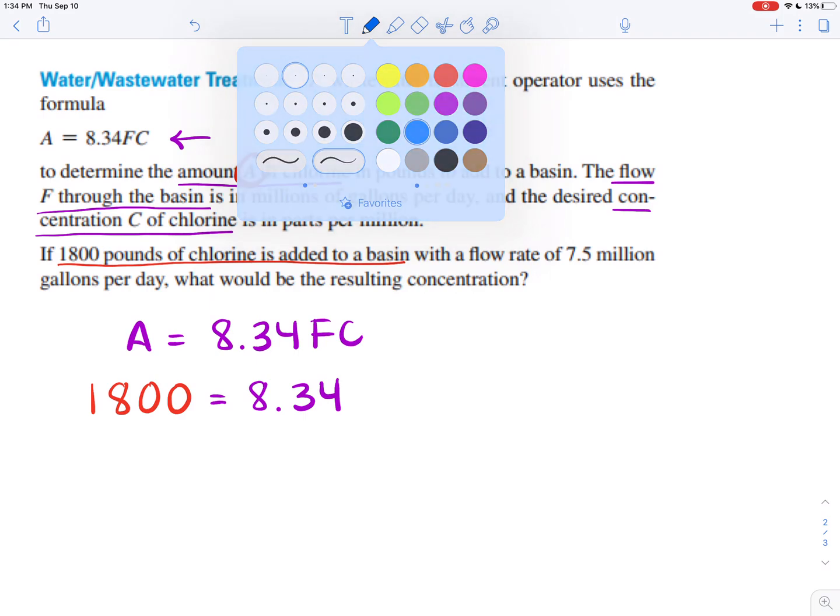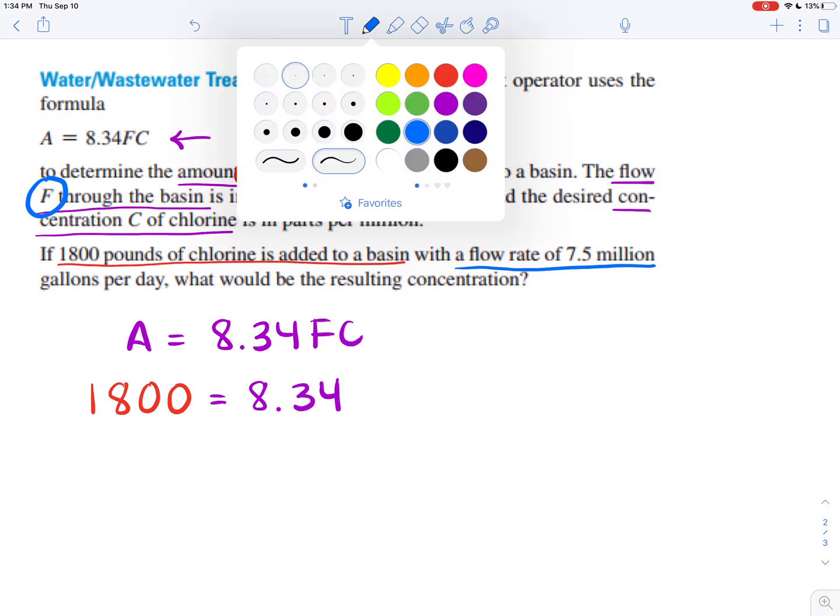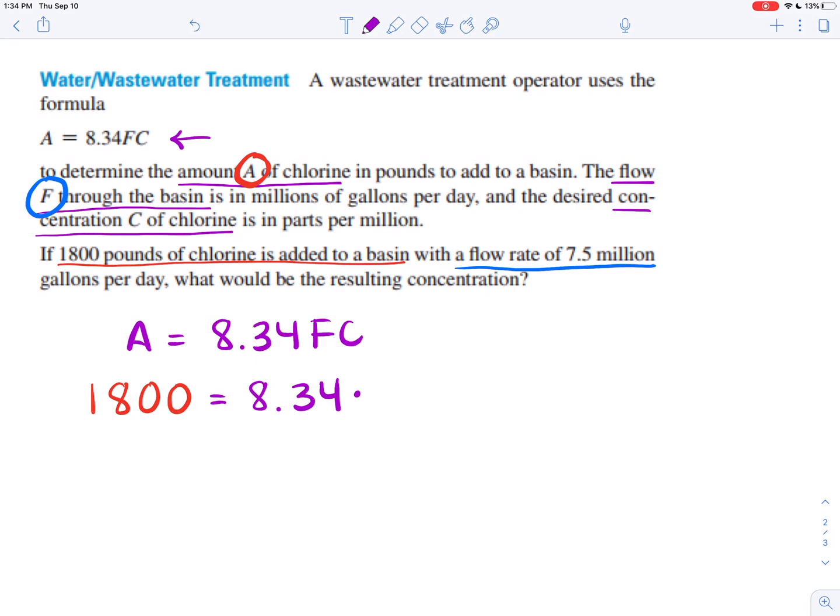Then I'm going to look at the second thing that I'm given, and that is a flow rate of 7.5 millions of gallons per day. Looking back up at my variables, the flow rate is a value of F, so I'm going to plug this into my formula for a value of F. Notice when things are written side by side, there's an implied multiplication. So I'm going to plug in 7.5 for F. And then the unknown, the thing that I'm looking for: notice the question here, what would be the resulting concentration? That means I need to solve for the value of C.